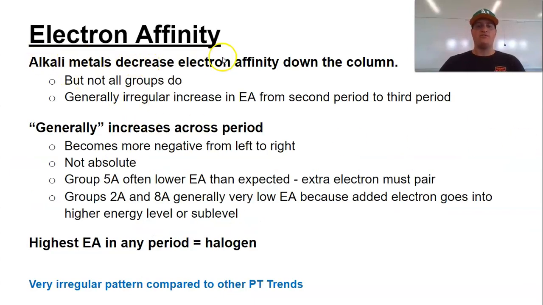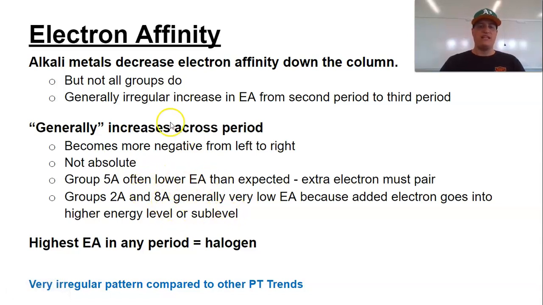So for alkali metals it decreases down the column, but not all groups do. So sometimes it might be the same. It's really irregular from the second period to the third period, probably because there's that transitional D energy level that can be kind of bounced around from time to time. It generally increases across a period, becomes more negative from left to right, not always absolute. Electrons must pair here. So these exceptions, I don't think you really should focus too much on.